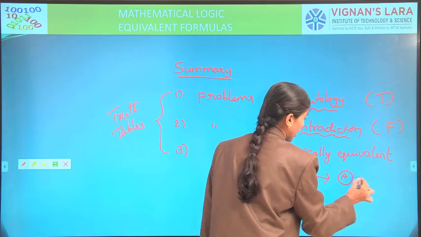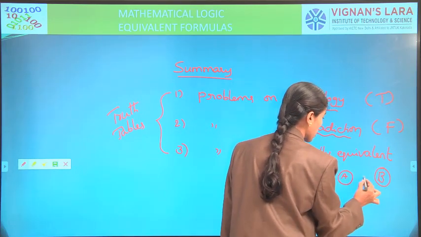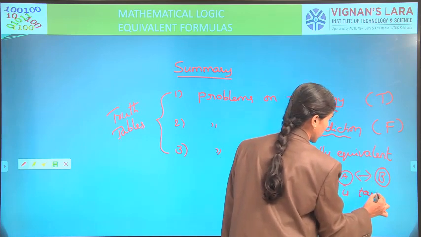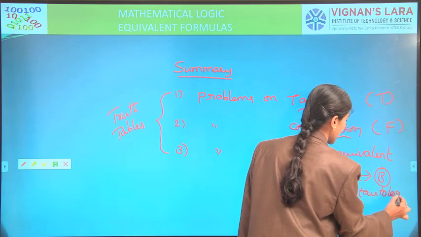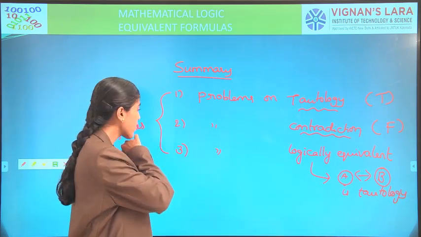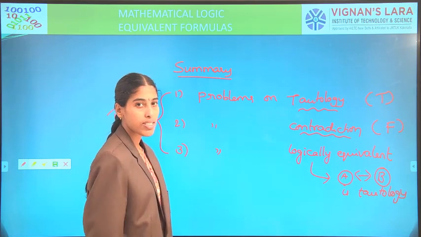The first proposition is A, the second proposition is B. If A biconditional B is a tautology, then we say that both the propositions are logically equivalent.